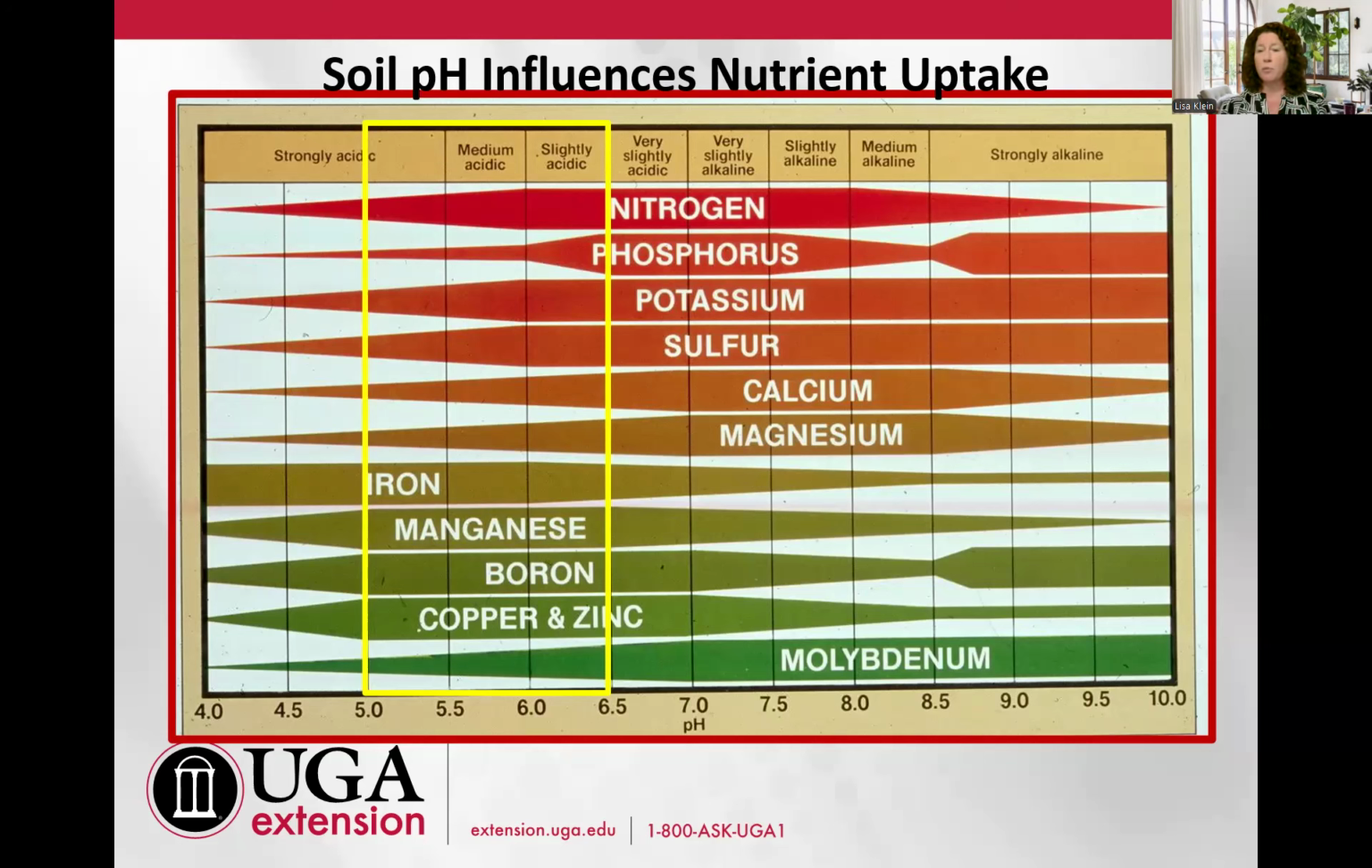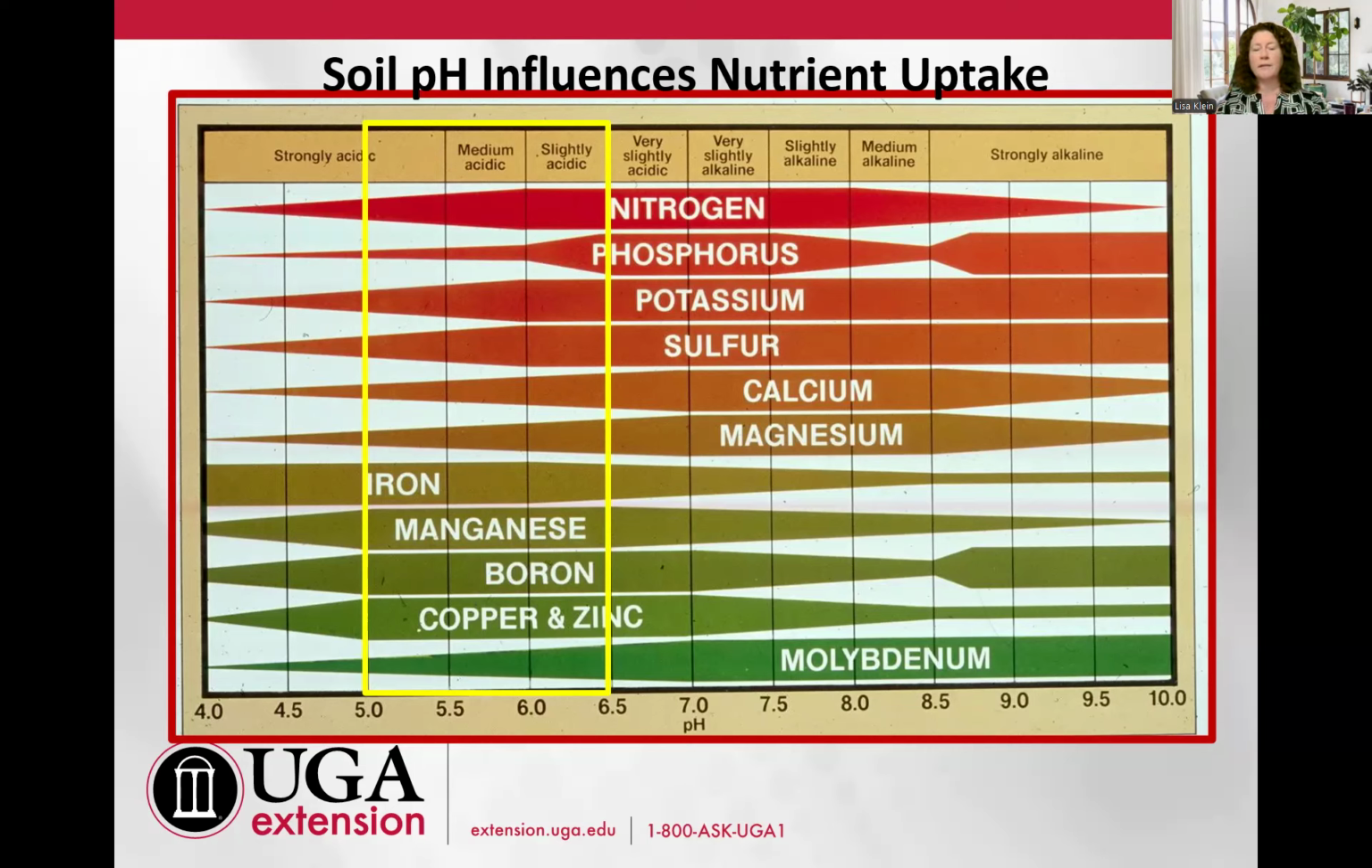And then molybdenum, which plants need, but not a lot of. It's obviously more bioavailable in a much more alkaline environment, but plants don't need a lot of it. So it's usable in the amounts that they have at that pH.